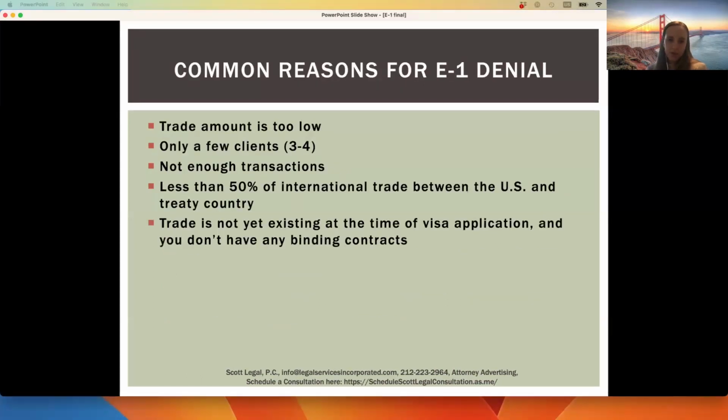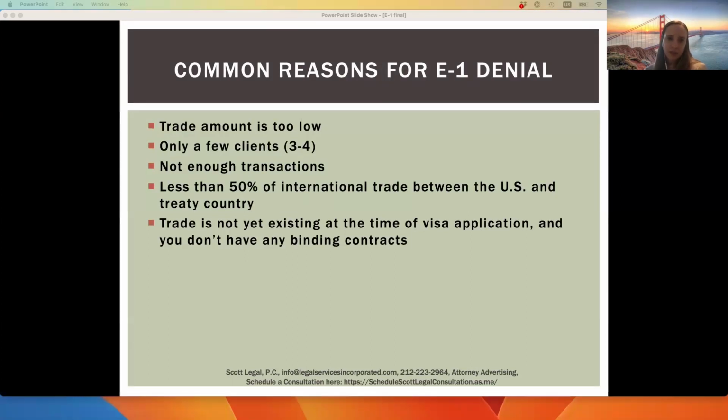Okay, so what are some common reasons for an E-1 visa denial? I will say one common reason is that the trade amount is just too low. Let's say that you apply for an E-1 visa and the trade in 2023 and 2022 was only $60,000 or $70,000. That is just too low for an E-1 visa, so the officer may deny because of that.